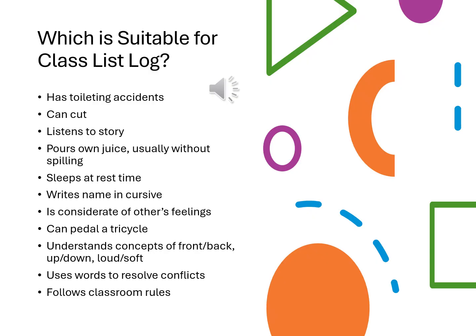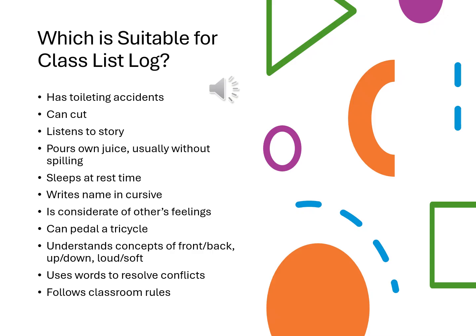class list log. So does a child make it to the toilet on time, or do they have accidents? Can they cut with scissors? Maybe you're interested in if they can cut on a line with scissors. Can they sit and listen to a story? And if so, for how long? Can they pour their own juice? Do they rest or sleep at nap time or rest time? If it's an older child, can they write their name in cursive? If it's a younger child, can they write their name in print? And is that print all uppercase? Is it a mixture of upper and lower?